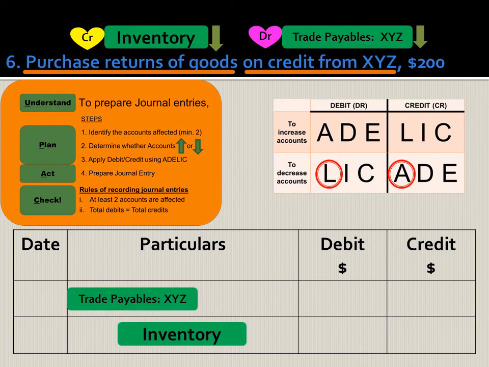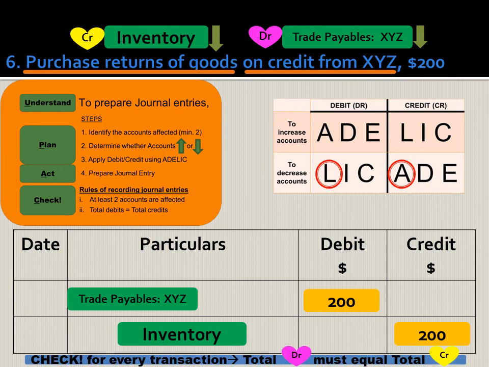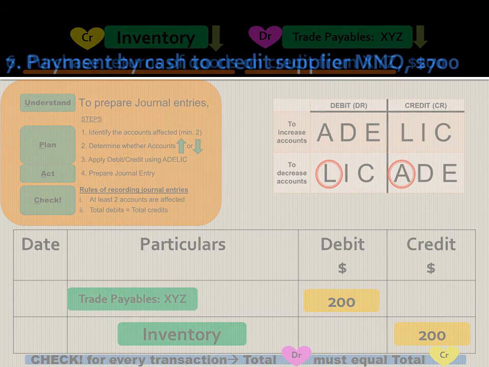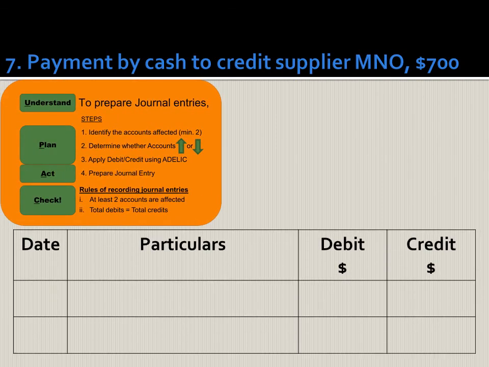Preparing the journal entry, we would then check that we have not violated the rules of recording. To prepare this journal entry, again we will look at the UPEC strategy to do so. Step 1, we identify the accounts affected by looking at certain keywords in the transaction. We can see that there's cash. We can see there's a credit supplier MNO.